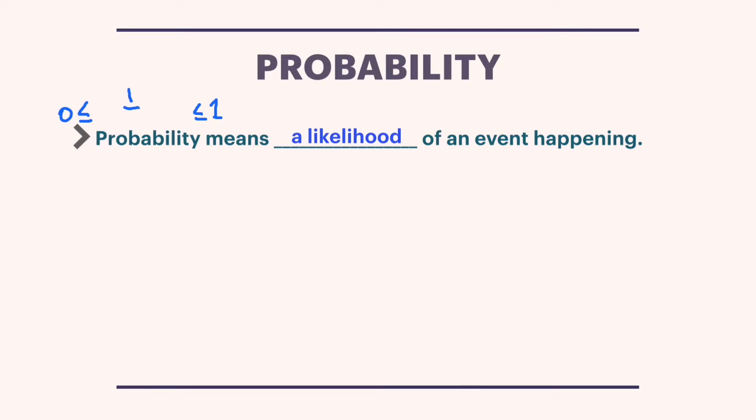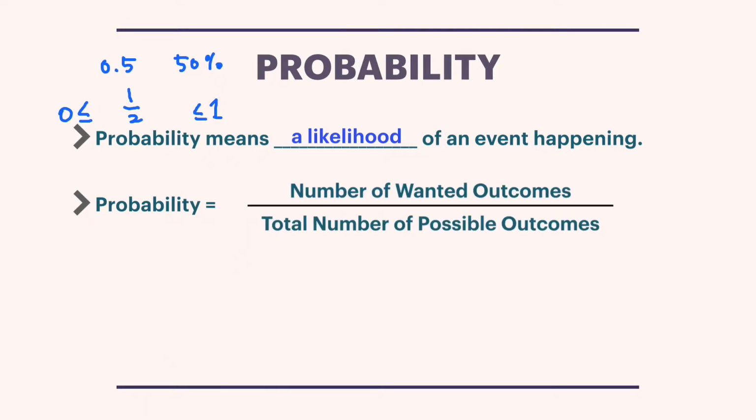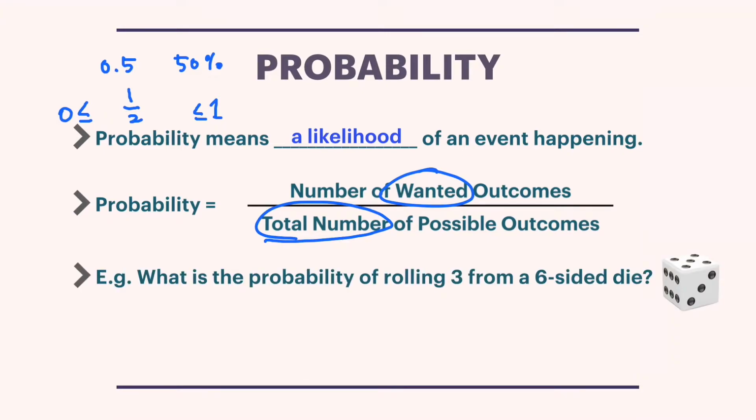Typically, we use fractions to express probability, but it is acceptable to use both decimals or percentage. Here we have the formula that calculates the probability of an event happening. It is number of wanted outcomes over total number of possible outcomes. This will make more sense if we use an example.